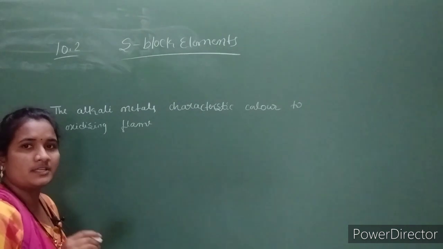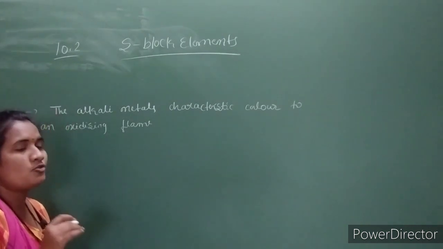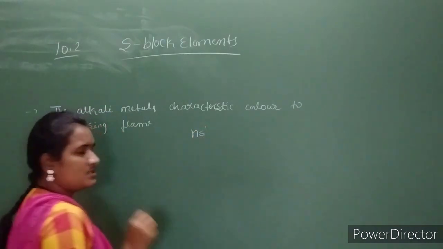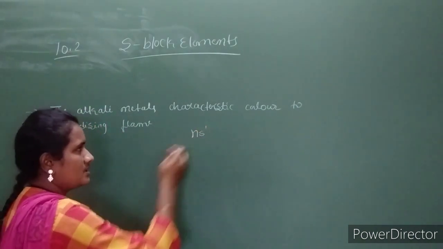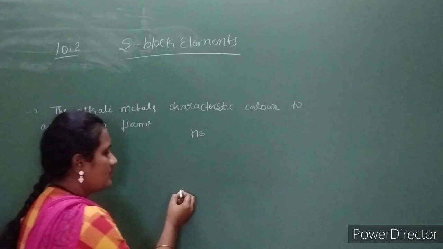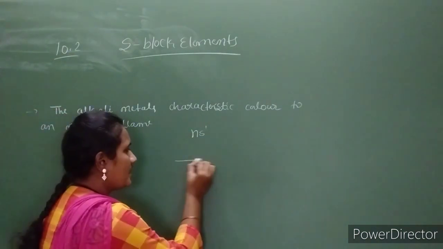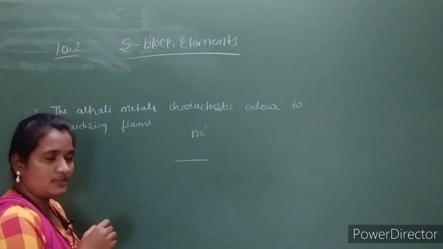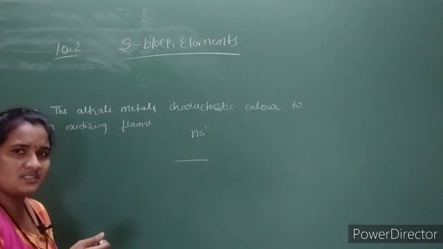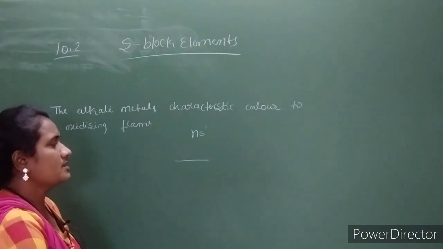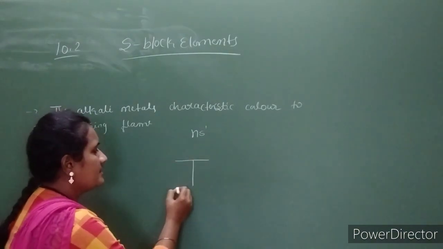Because in alkali metals the outermost electron, the ns1 electron, is loosely held. Whenever it is exposed to an oxidizing flame, it absorbs the heat energy and enters into the excited level. As a result, it is unstable in the excited state, then it comes back to the ground state by emitting radiation.